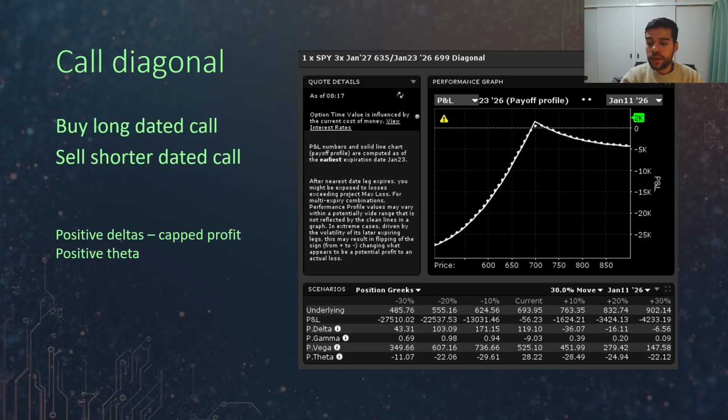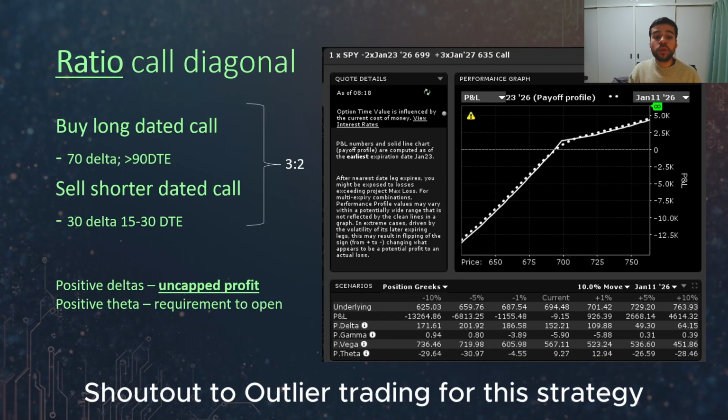The drawback of it is that, as you can see, when price increases too much, you also start losing money. So not only do you have the risk to the downside since you are buying calls, that is natural, you also have a risk to the upside if the price moves too much in your favor. What I do trade are ratio call diagonals.